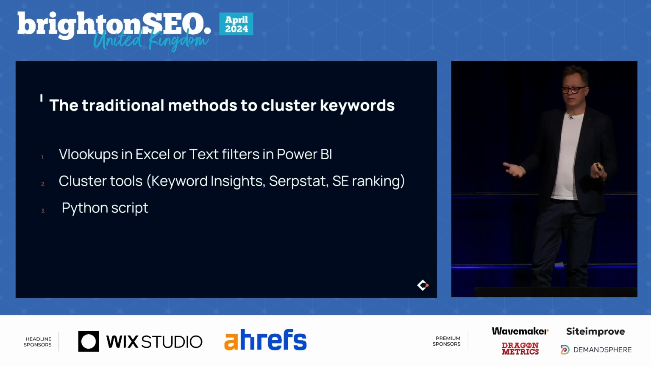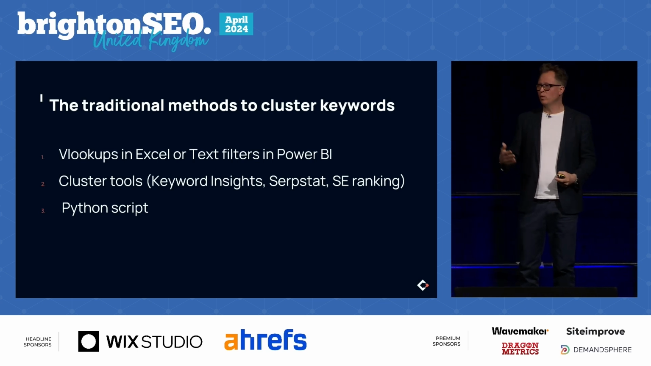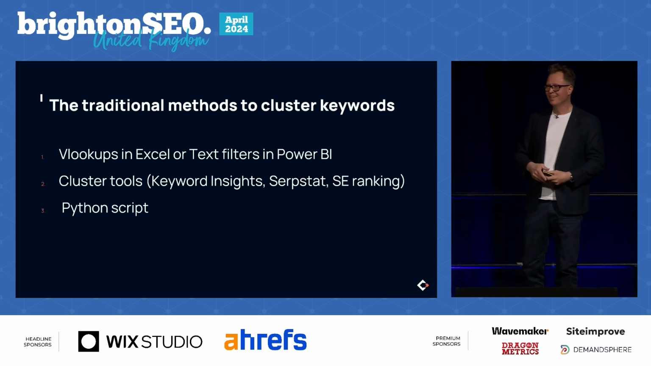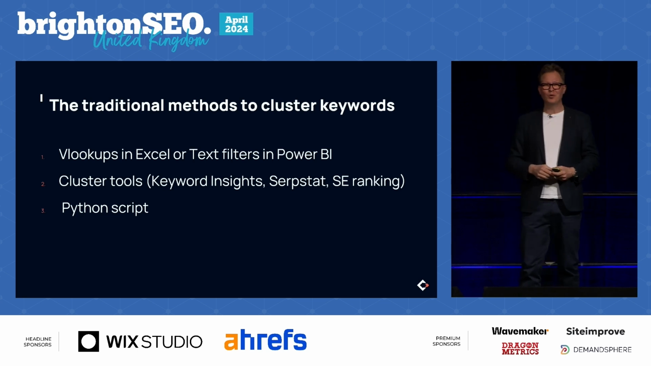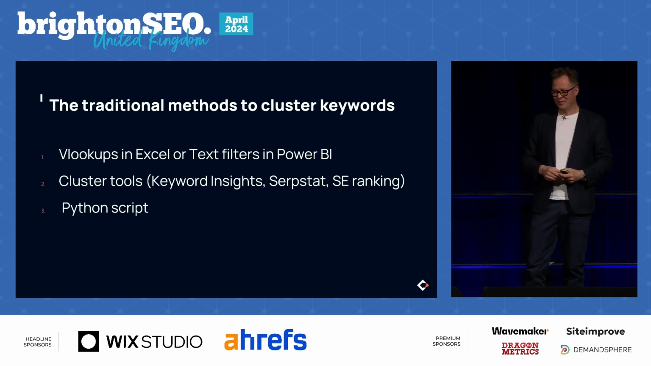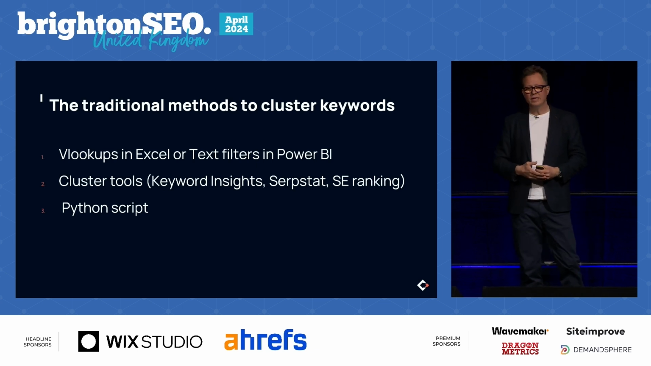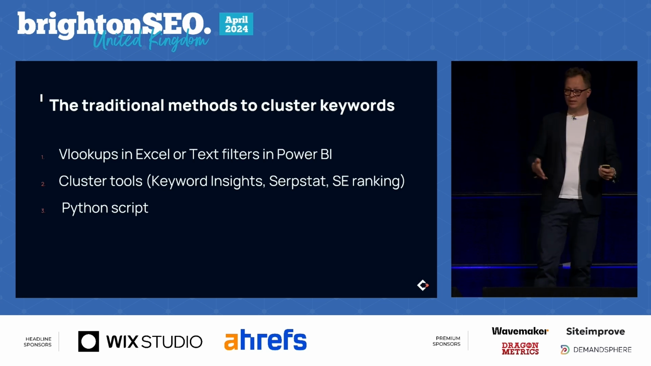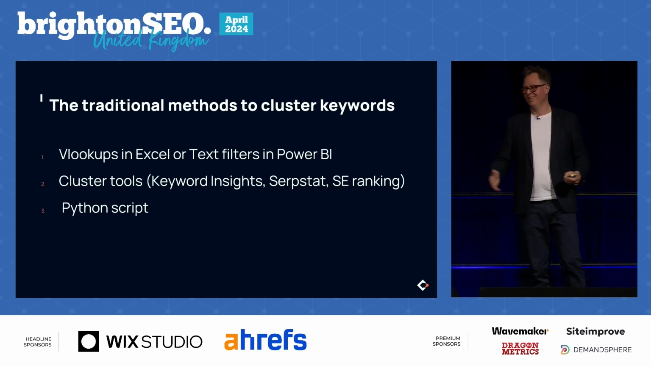So what are the different methods that we have to cluster keywords? First off, we have VLOOKUPs in Excel. I remember I was at a session last year at Brighton here, where everybody took screenshots for every VLOOKUP formula that was in the presentation. You can also do text filtering in Power BI, which was my preferred method. Then there are, of course, all the tools that you see downstairs: Keyword Insights, SERPstat, SE ranking. And the third option is to be a Python ninja and do a script in Python.